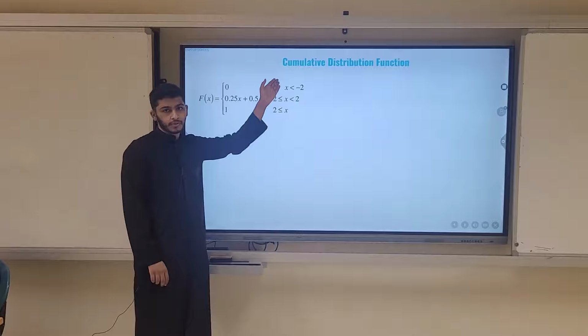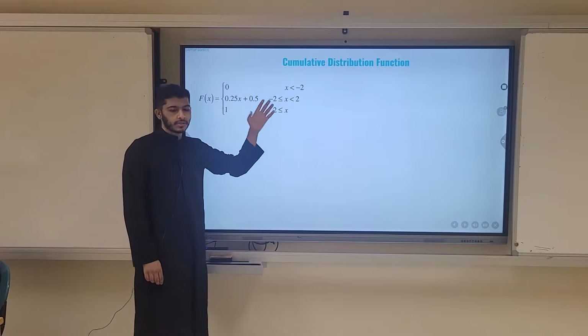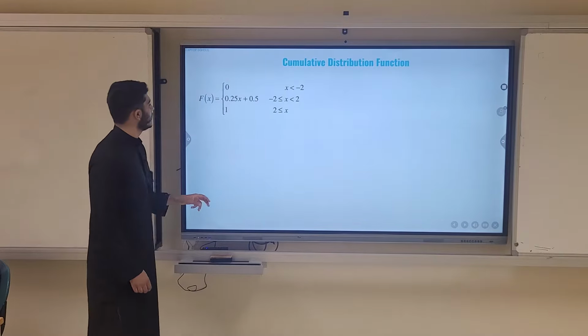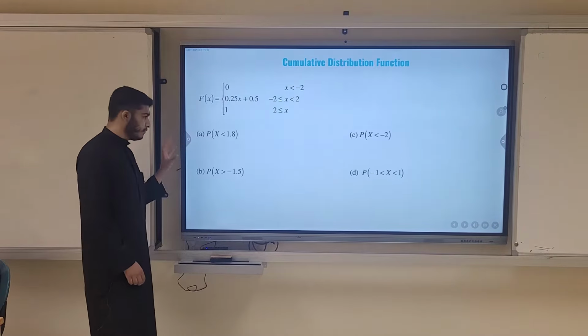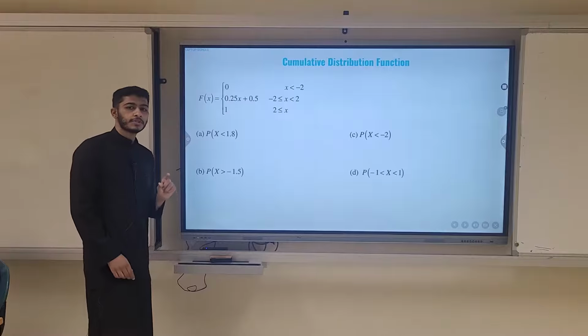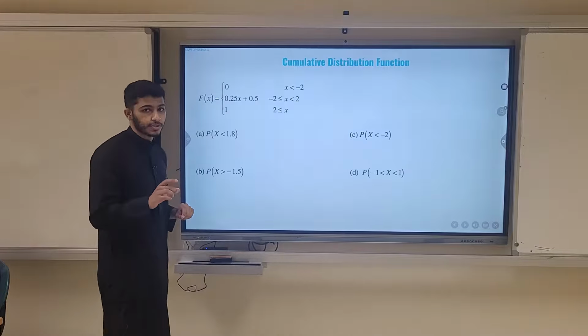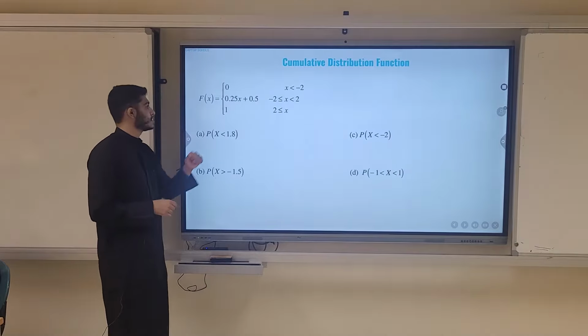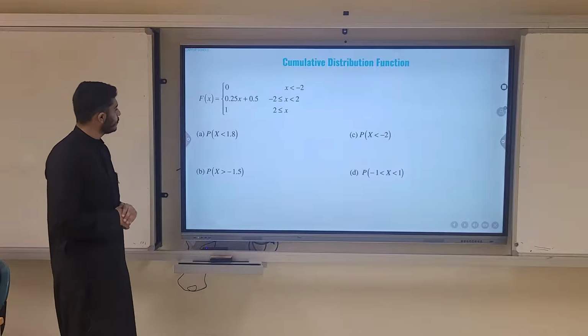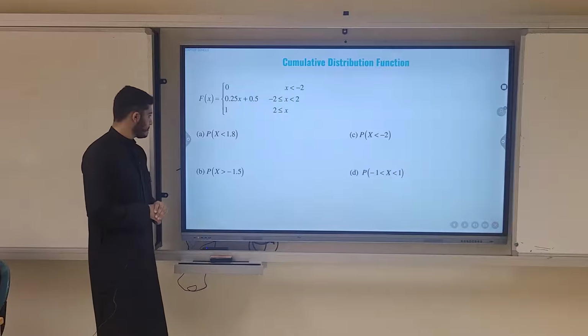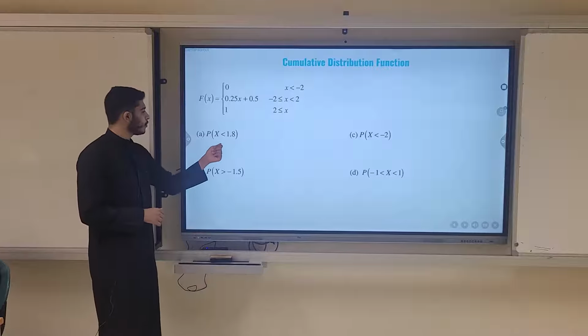These guys are out of the domain of x, or range, whatever you would like to call it. So let's see our questions. For the questions, all of them must be in cumulative expressions, or else you will not be able to use this function here. So go to the first part of the question, part A: find the cumulative probability for 1.8.